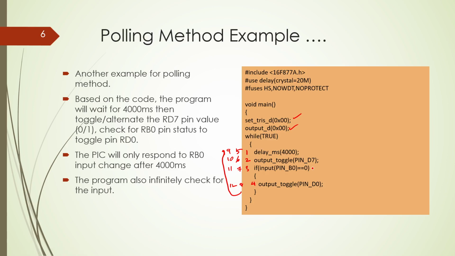And every time it will check the input. Okay, it's like you're waiting for a bus. You are sitting in a building, and then your bus stop is just right in front of the building. So you keep on checking whether there is a bus or not. So you come out of the building and check. Oh, the bus is not there yet. Okay, let's go back to the building.